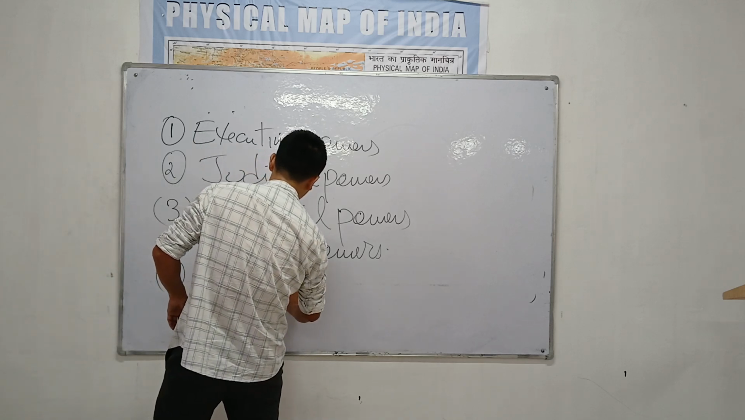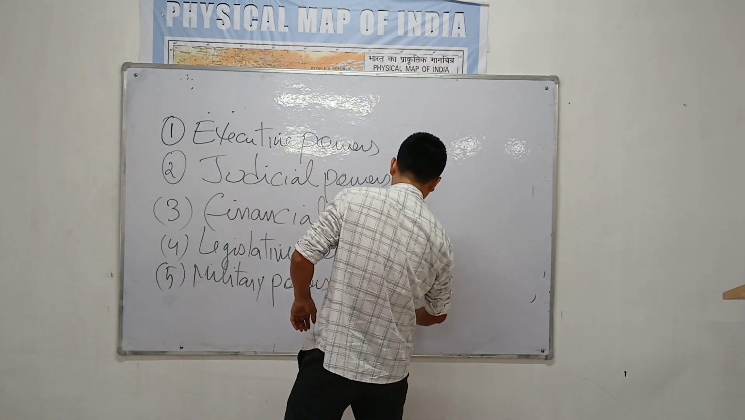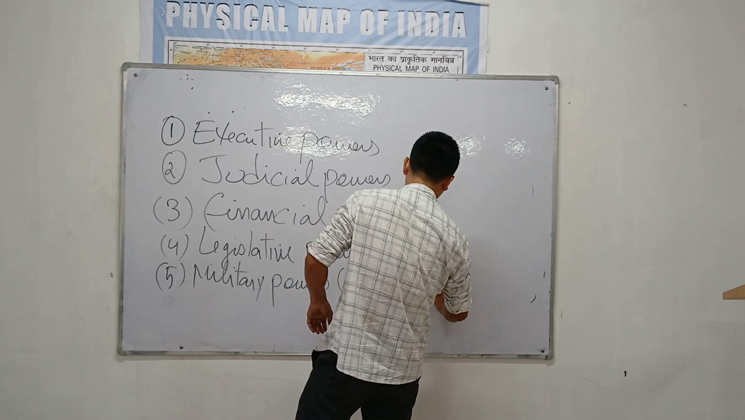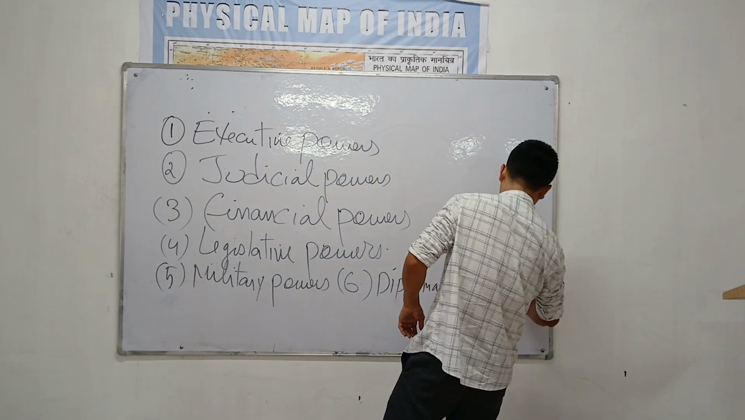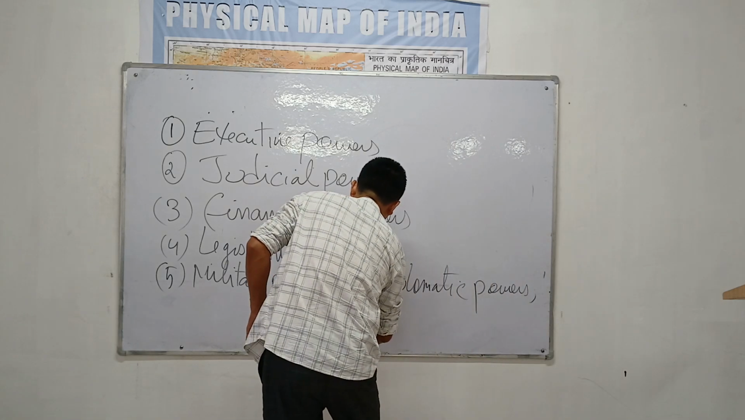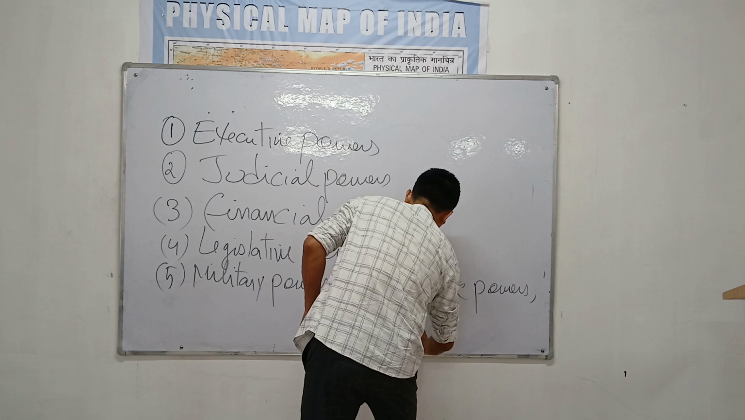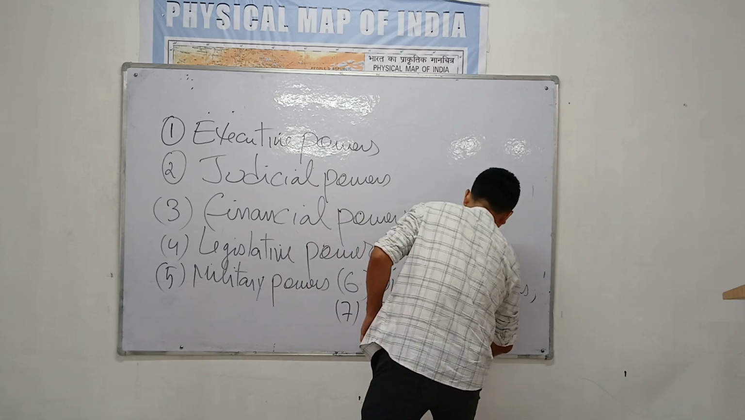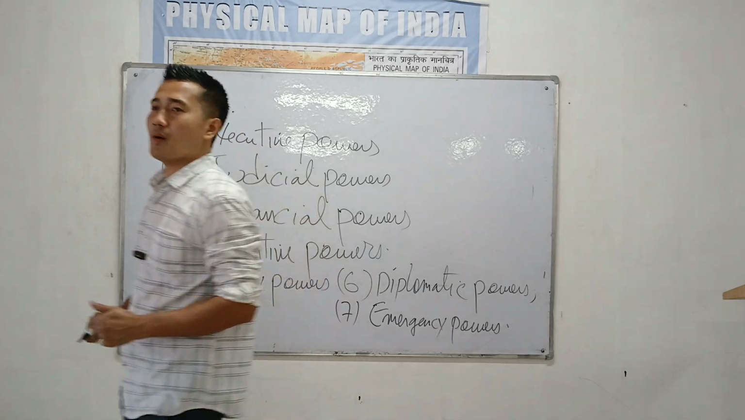Military powers. Diplomatic powers. Number 7 is emergency powers. Okay, we have 7 powers.